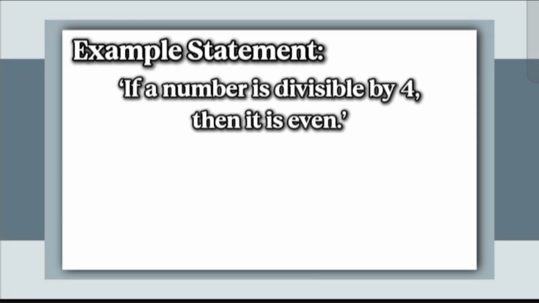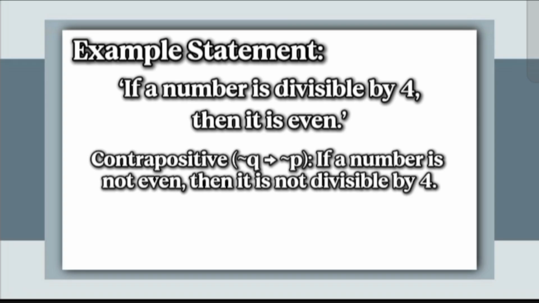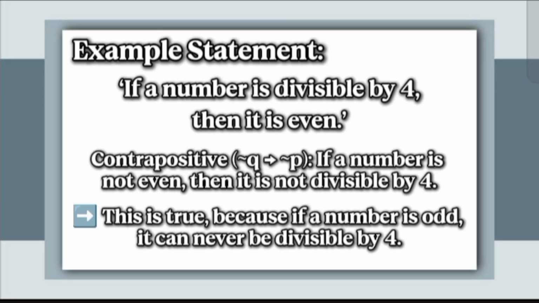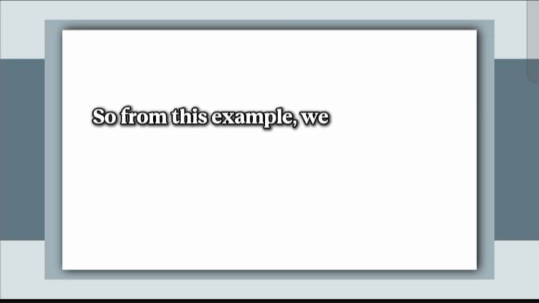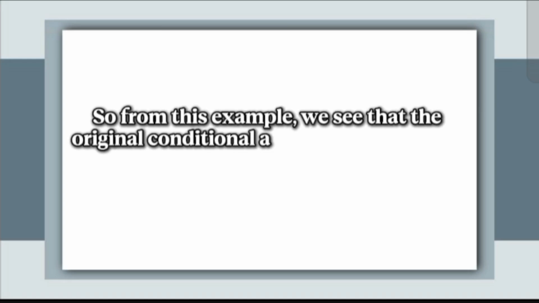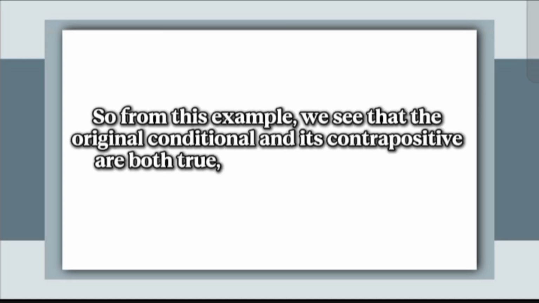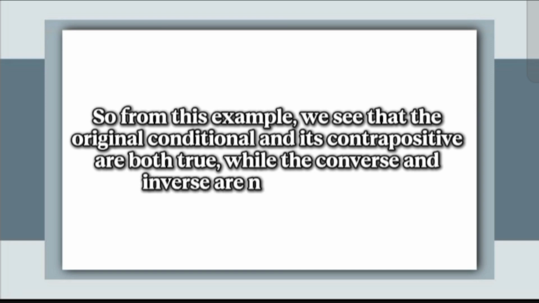And last but not the least, contrapositive. If a number is not even, then it is not divisible by 4. This is true because if a number is odd, it can never be divisible by 4. So from this example, we see that the original conditional and its contrapositive are both true, while the converse and inverse are not always true.